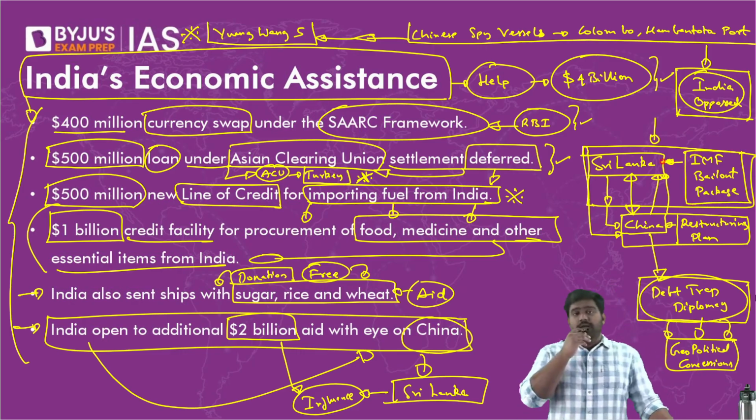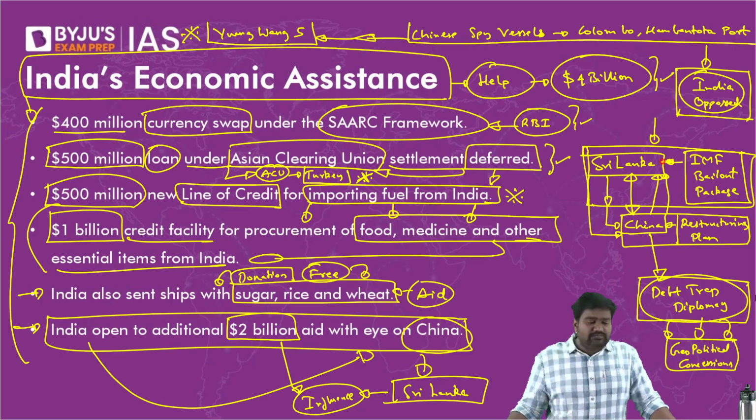So going forward, the IMF bailout package might be finalized very soon, which will prop up the Sri Lankan economy. And the current government has a big challenge. They have to rebuild the economy, revive the exports, reduce expenditure, right? They have to restructure the loans and ensure that Sri Lanka's economy is back on track.